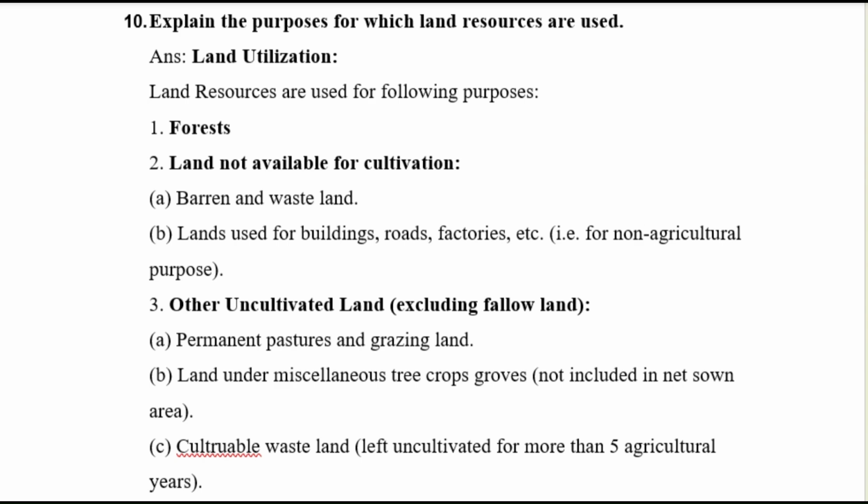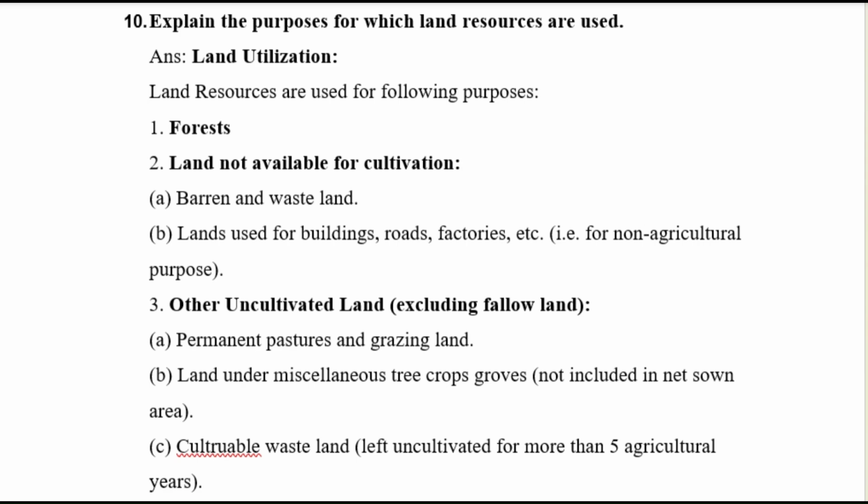2. Land not available for cultivation. A. Barren and wasteland. B. Lands used for buildings, roads, factories, etc., i.e. for non-agricultural purpose. 3. Other uncultivated land, excluding fallow land.